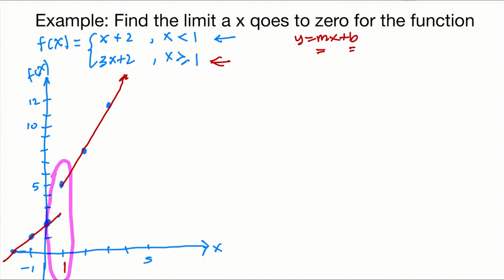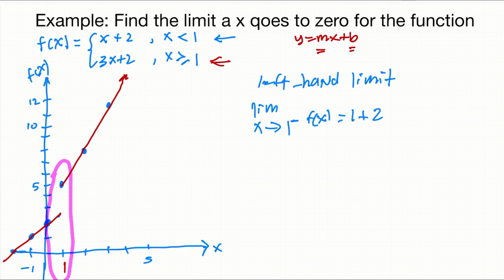First of all, the left-hand limit. Let's calculate that. The limit as x goes to 1 from the minus side. Notice the little minus there on the 1. That tells us it's the left-hand limit. We can evaluate it at 1. So that's 1 plus 2, which is equal to 3.